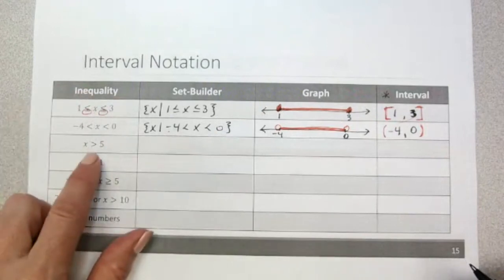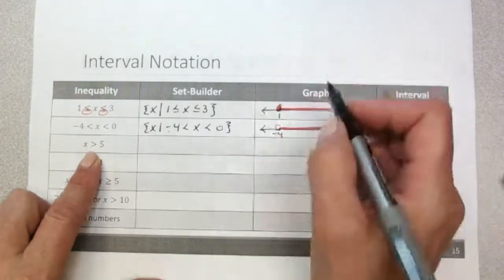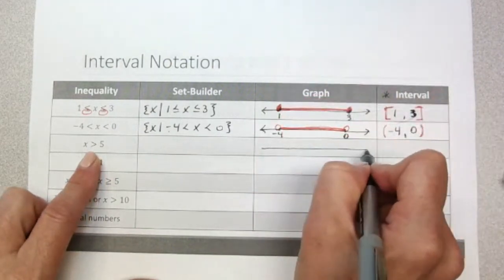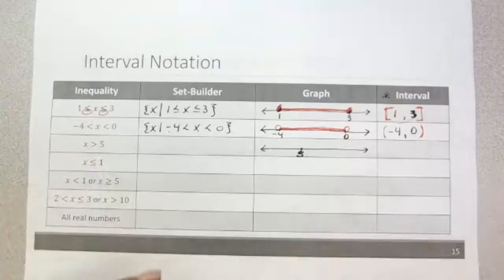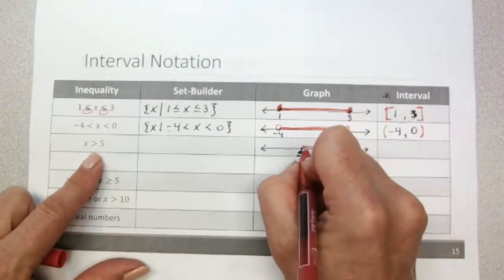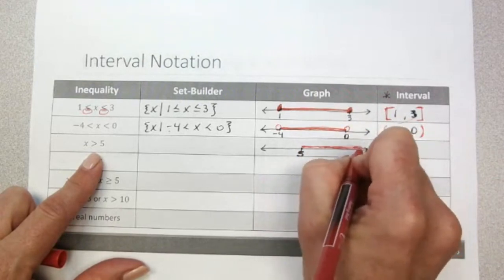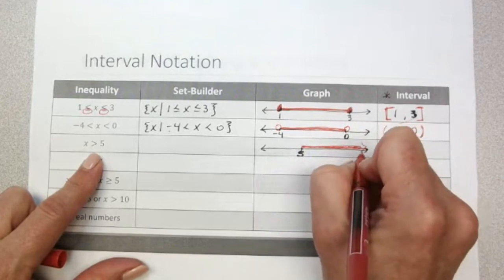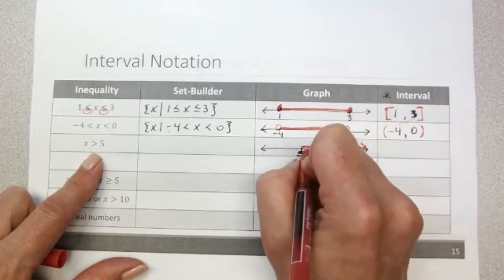Okay, this next example only has one boundary on it. It says x is greater than 5. Well, when we graph that on the number line, we want to indicate 5. We'll just say 5 is right here. And the values that we're interested in are everything that's greater than 5, right? So it'd be all these values, but it doesn't end. It just keeps going forever. So we want to put an arrow on the end of our line to indicate that it keeps on going.